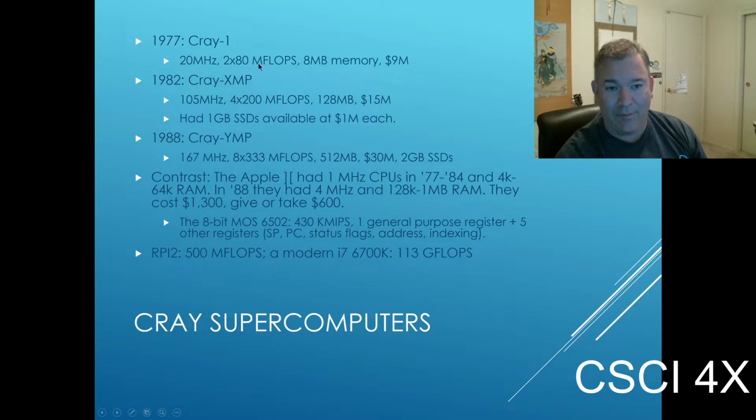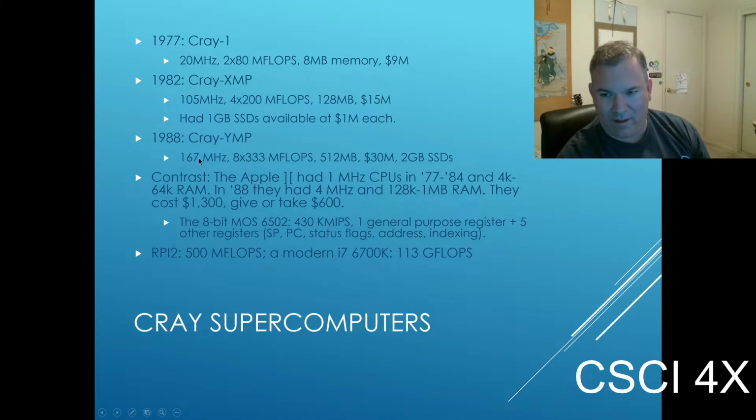Each CPU could do 80 million floating point operations a second, so it could do 160 million floating point operations per second, which is pretty good, honestly. 8 megs of RAM, sold for $9 million. By contrast, an Apple II had a 1 megahertz CPU, so it was 20 times slower. 4K to 64K of RAM. And back then, a K of RAM was expensive, right?